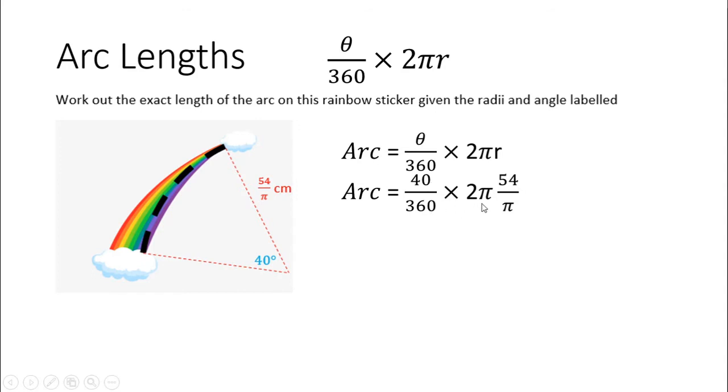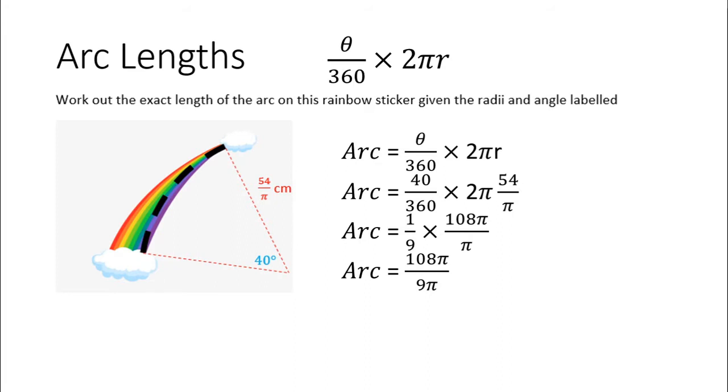And 2 pi multiplied by a fraction, we only multiply the top of the fraction, so that's going to end up being 108 pi over pi. So we've got 1/9 of 108 pi over pi. Multiplying two fractions through, we should know that we multiply the tops together and we multiply the bottoms together. So 1 times 108 pi on the top, and on the bottom 9 times pi. So we've got 108 pi over 9 pi.